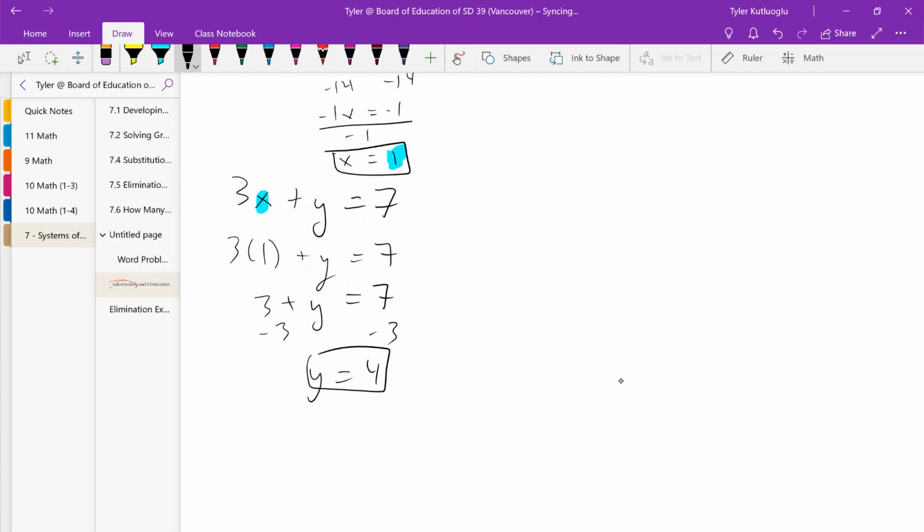Cool. When we have two lines, we're trying to find the point of intersection, the x, y value of that point. I know x is 1, I just found it, and I know y is 4, I just found that too. So therefore, my answer, the point, is (1, 4).